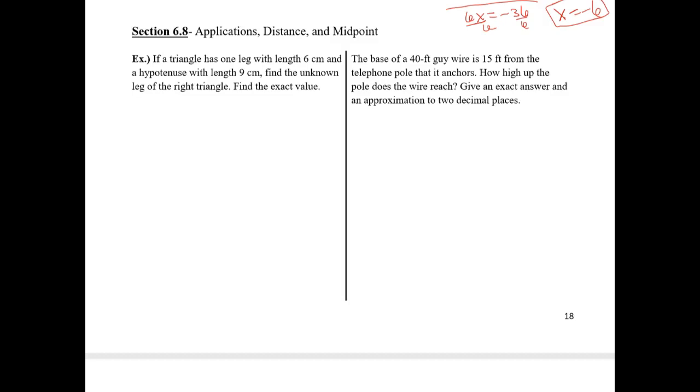Alright, the next thing we're going to talk about are applications. Now that we know some things about radicals, about how to simplify them, add them, multiply them, all that jazz, we can do some application problems.